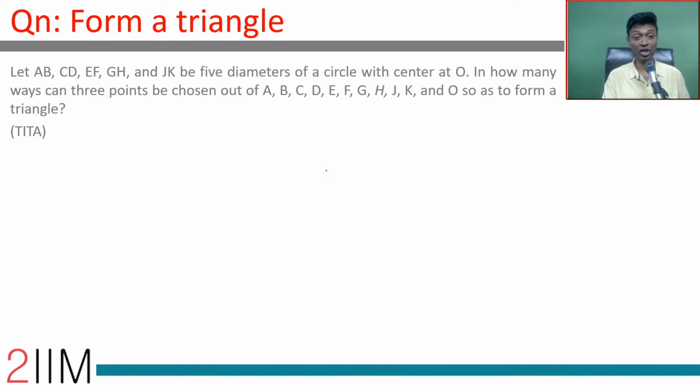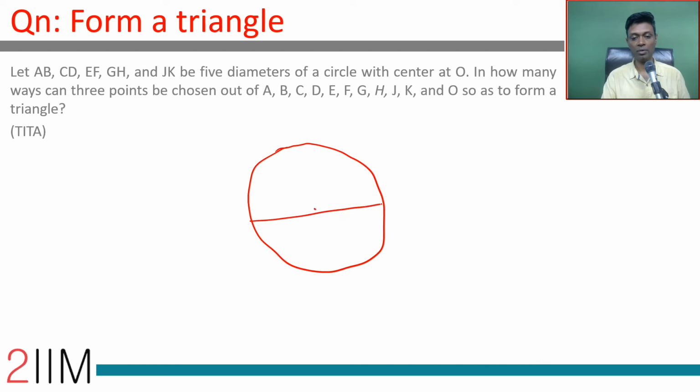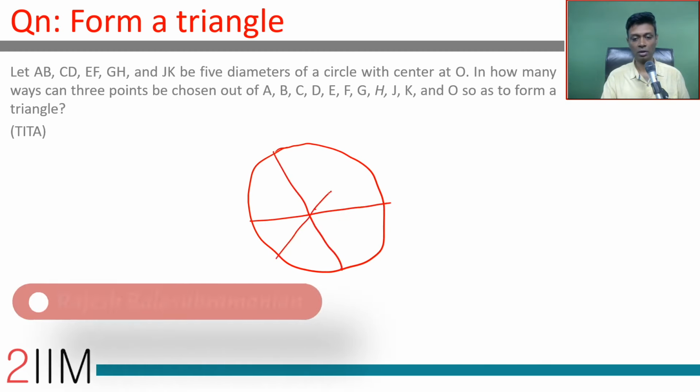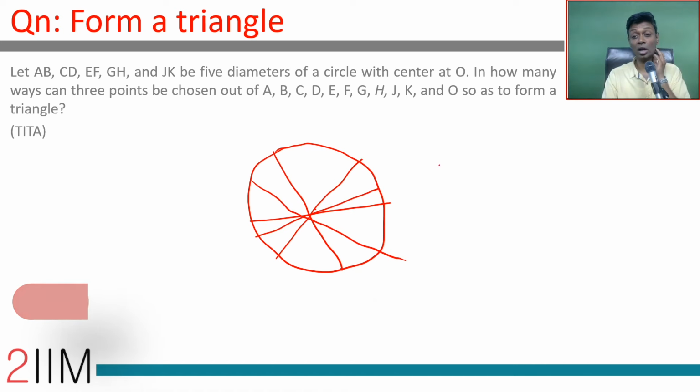Let AB, CD, EF, GH, and JK be 5 diameters of a circle with center O. In how many ways can 3 points be chosen out of A, B, C, D, E, F, G, H, J, K, and O, so as to form a triangle? Any 3 points lying on a circle are non-collinear. So there are 11 points here.